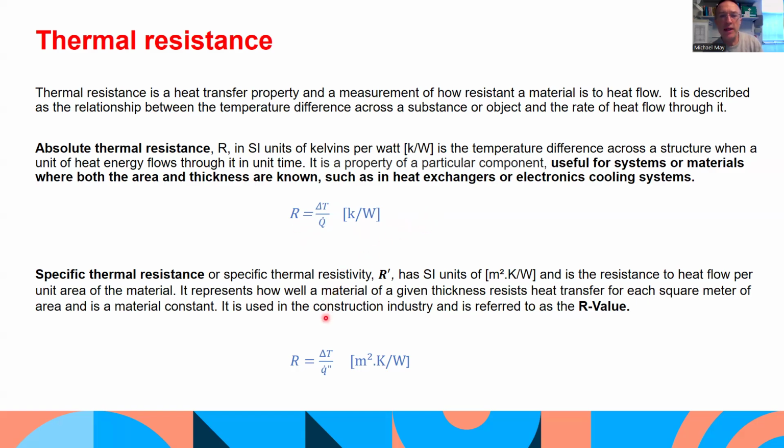However, in the construction industry, with the likes of insulation, we don't want to take the whole area into consideration. We just need to express it per unit area. So that's where we use specific thermal resistance or specific thermal resistivity, which is R single prime, with units of meter squared Kelvin per watt, and is the resistance to heat flow per unit area of the material. It represents how well a material of a given thickness resists heat transfer for each square meter of area, and is a material constant. It's used in the construction industry and is often referred to as the R value.